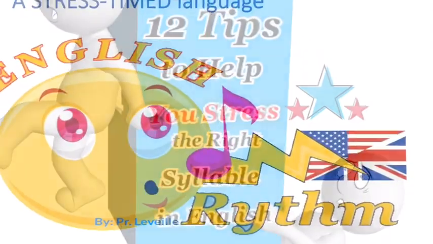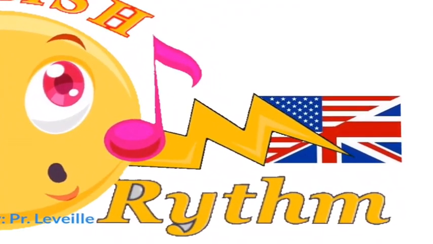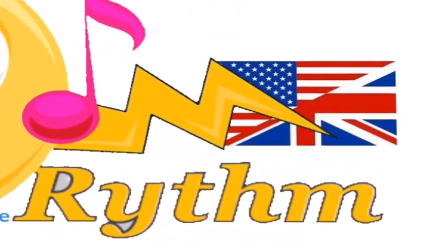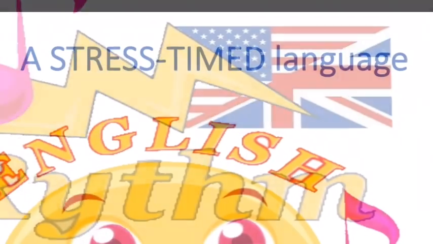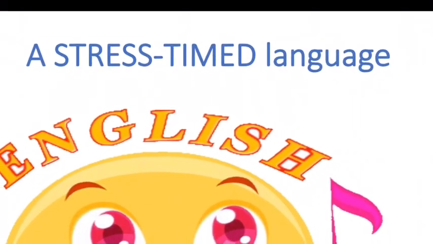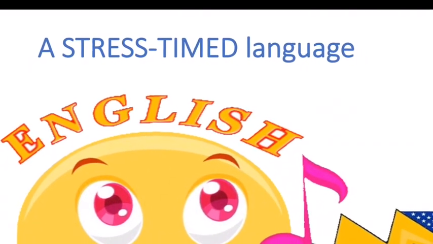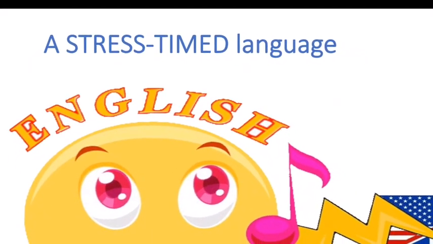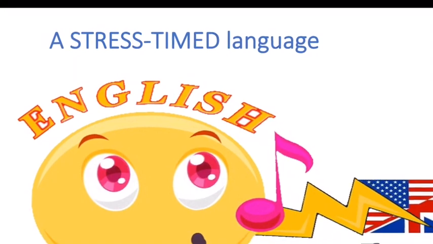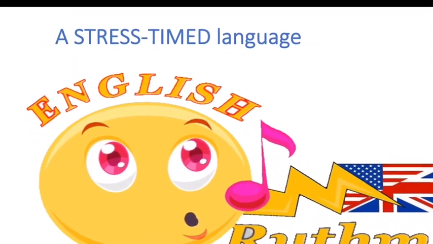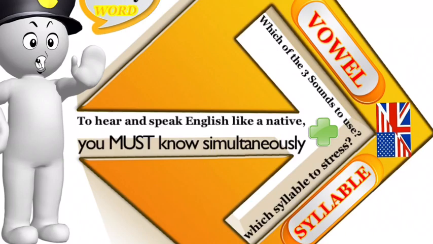Remember, English is a rhythmic language. It goes up and down. That's what linguists call a stress-timed language, as opposed to a syllable-timed language where all syllables are stressed almost equally. In English, when you stress the wrong syllable, you alter the meaning of words, and that creates noise between you and a native speaker.